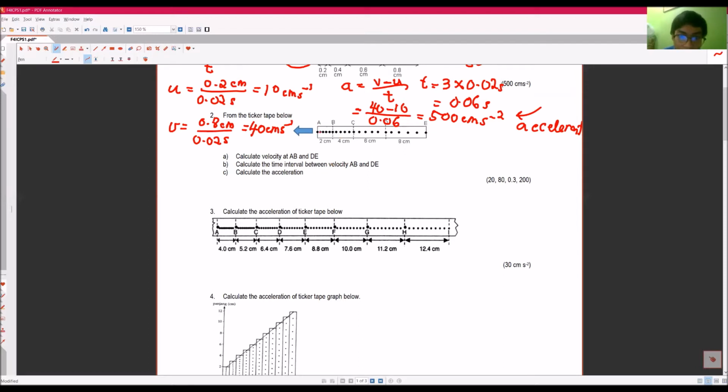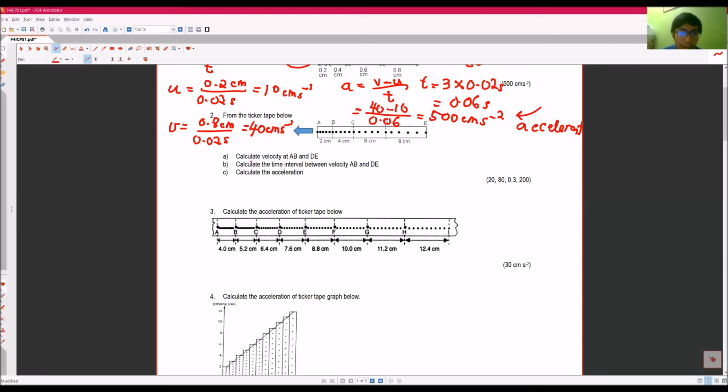So let's count: 1, 2, 3, 4, 5. There are 5 dots between AB. For BC, 1, 2, 3, 4, 5, also 5. CD also 5, and lastly DE is also 5. That means the ticker tape is divided evenly into sections of 5 dots.